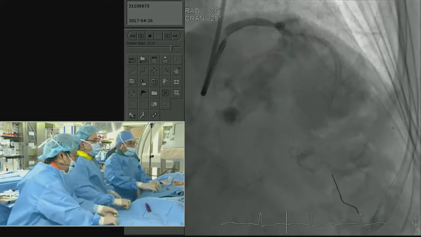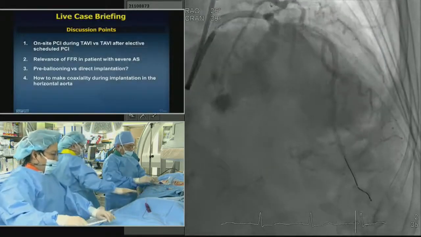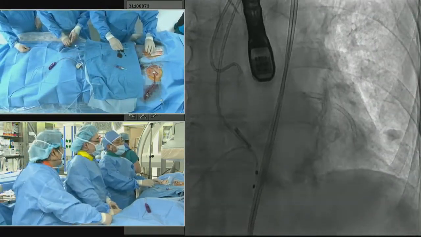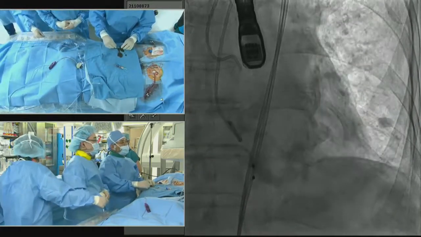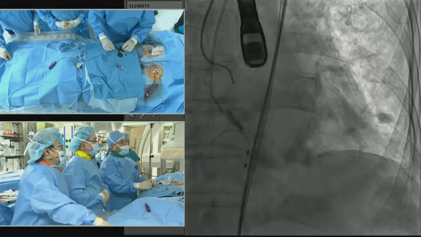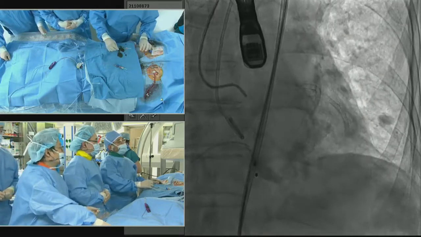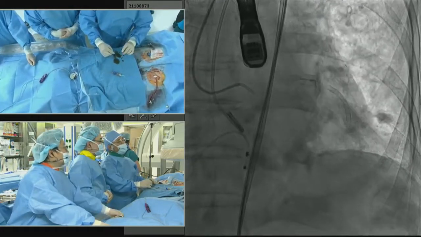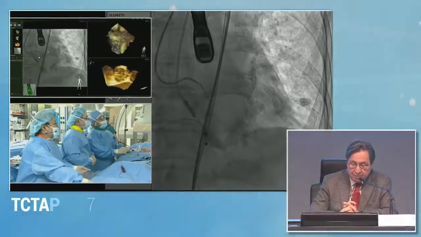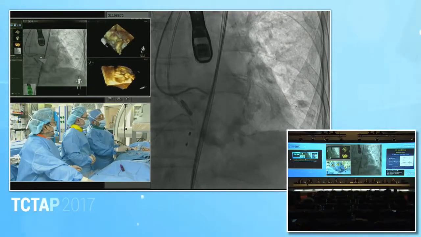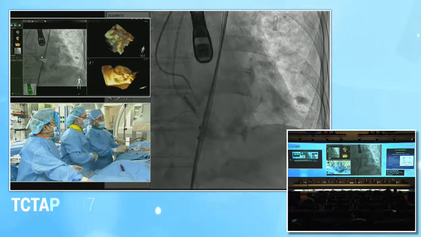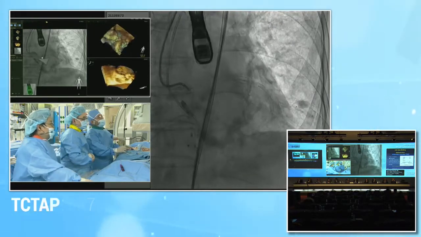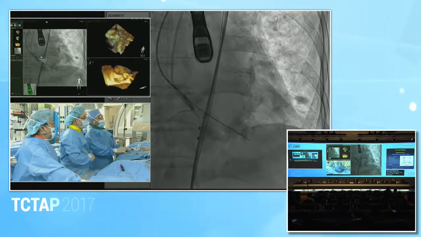So panelists, do you prefer pre-ballooning or direct implantation? So you are using an AL1 catheter, and then what kind of wire? Yeah, AL2. AL2, AL or AR? AR. Really a heavily calcified heart with very marked calcification, nicely crossed.